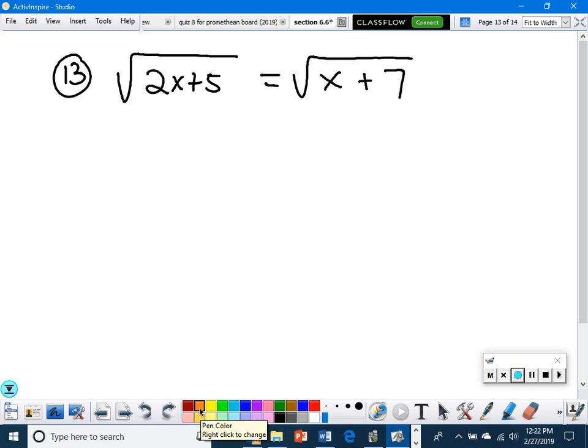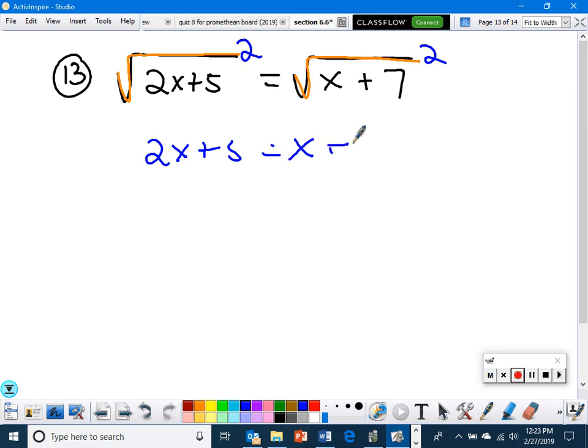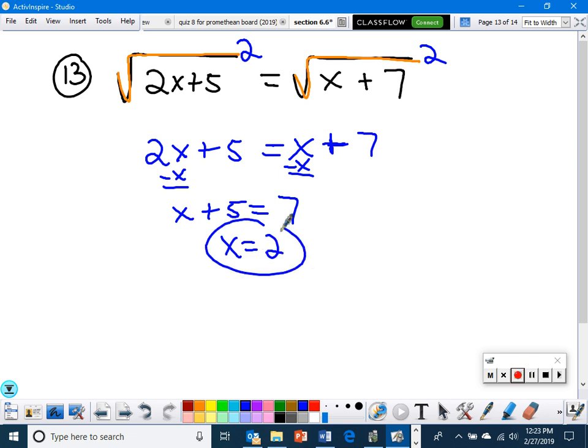So on this one, you notice the radical on the left side is isolated by itself. The radical on the right side is isolated by itself. Well, you just square both sides to get rid of both of them. They'll both disappear at the same time. Then solve for x. Oh, this won't take that long. Solve for x. So take away x. Subtract 5. So the answer is 2. Okay, that one was pretty easy. That's one of the easier ones.